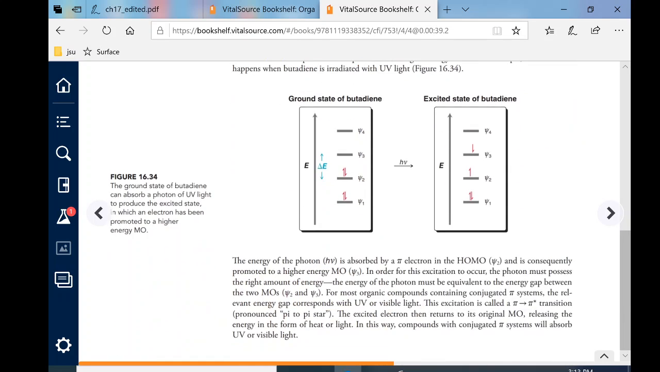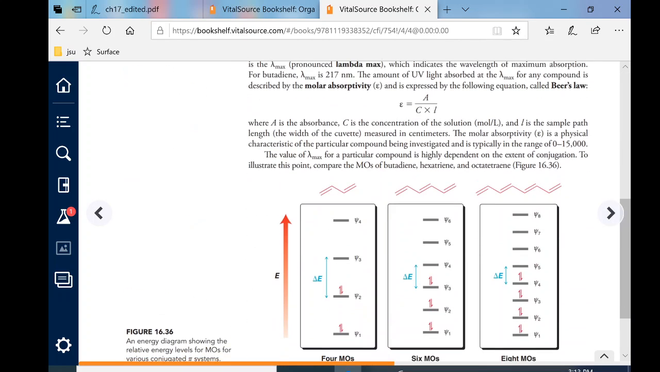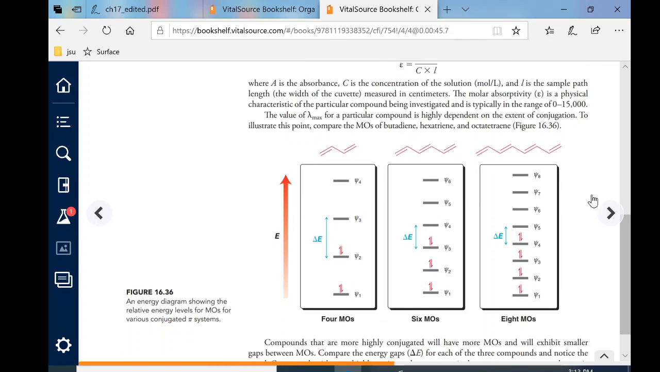But if we have a more conjugated system, then what we see is that it actually takes less energy to promote an electron, because these energy gaps become closer and closer together the more conjugated the bonds are. Now, I'm not going to cover all of this information for my class because I just want to cover what I feel is the most important information here.